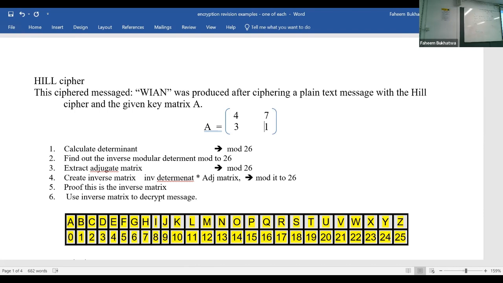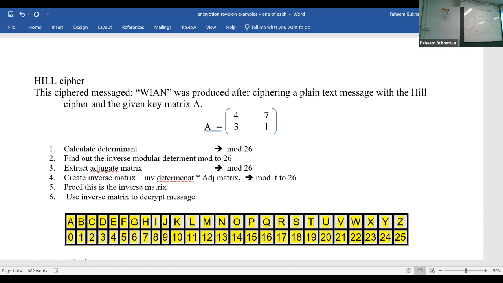Now, the idea is we want to work out the inverse of that matrix. Whenever we do Hill cipher, all numbers have to be less than 26. Any number bigger than 26 or smaller than 0, we have to reduce modulo 26 to decipher that.